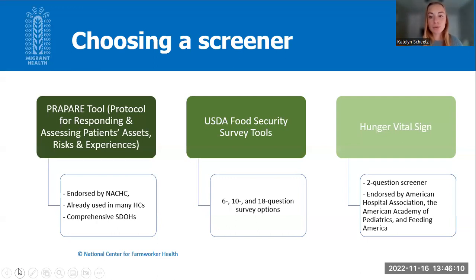So this PREPARE tool is endorsed by the National Association of Community Health Centers, also known as NACHC, and it's available in 25 languages, plus an adapted version for Native American populations. And it's already in use in a lot of health centers. So unless, for example, your funder is requiring that you change screener tools, we don't really see a reason for people to stop using the one they're using. So again, if you're already using this NACHC PREPARE tool, you can absolutely use that to screen for food insecurity for your Food Rx program.